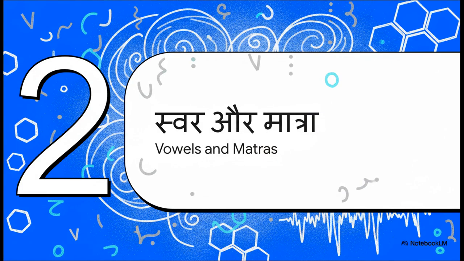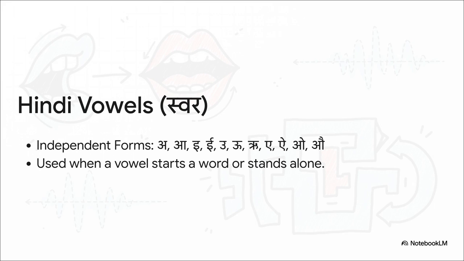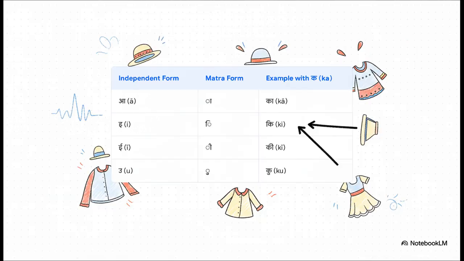Okay, so that naturally leads to the next big question, right? If every consonant already has an A sound packed in, how on earth do you write an E or an O or an I? Well, my friend, this is where the genius design really starts to show itself. So first things first, Hindi has 11 main vowels, and each one has its own full independent form, the ones you're looking at right now.